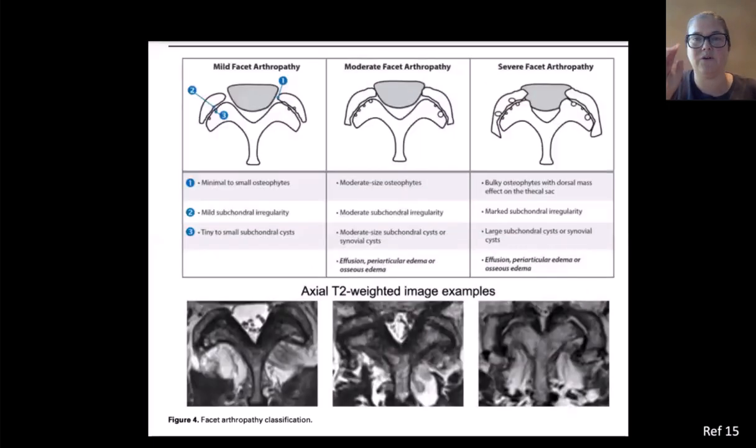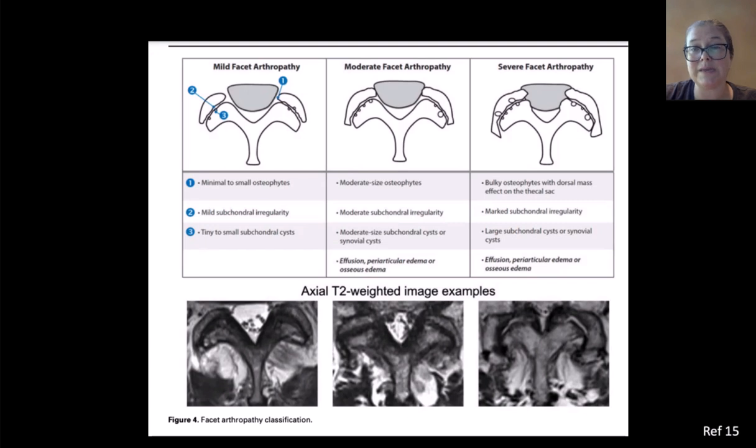Alrighty, so grading of facet OA: mild, moderate, severe. I do tend to say severe facet OA, and then otherwise I just say facet OA. So I think it's up to you to decide how you want to describe facet OA. But we'll just go through some of the parts here. Mild: small osteophytes, a little bit of irregularity of the subchondral surface, tiny subchondral cyst. Moderate to me looks almost identical here to the image of mild, but bigger osteophytes, more irregularity of the subchondral surface, moderately sized cysts.